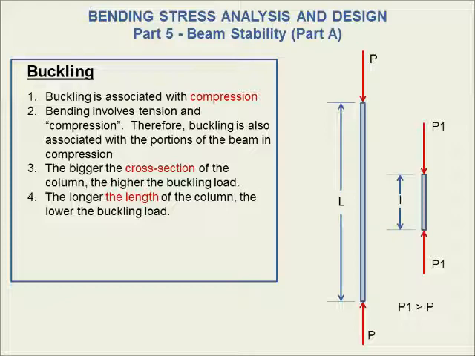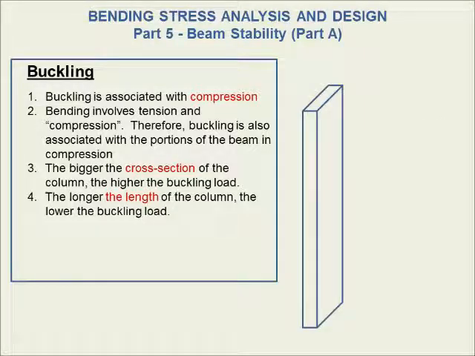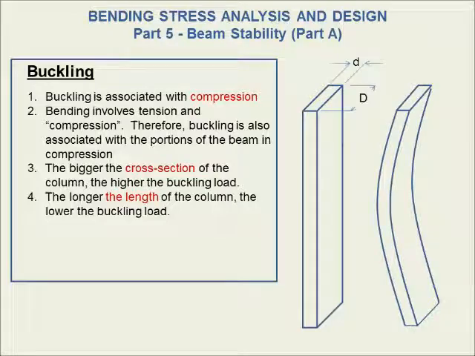Let's take it a little bit further and look at the cross section of the column. So let's look at this in 3D. We have a cross section of depth big D and of width little d, and we're going to ask, in which direction does the buckling occur? Now, intuitively, we know, and you can test this with your ruler, that the buckling is going to occur in the manner shown to the right. It's going to buckle in the direction of little d.